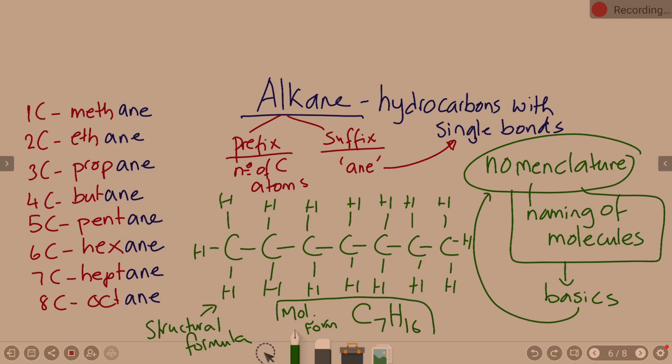What I want you to do in your notebooks, for each of these, is write the name, draw the structural formula, and write the molecular formula. Then I want you to come up with a general formula for all alkanes. Is there a general trend? Every time you go down, what are you adding, and by what factor? What is the ratio of the carbon to the hydrogen? Is there a link between 7 and 16? Can you come up with a general formula? Make a mathematical operation. Go.